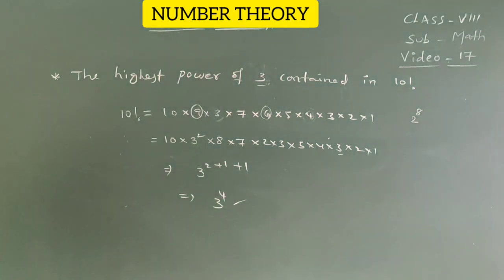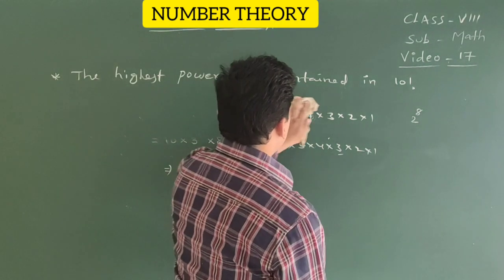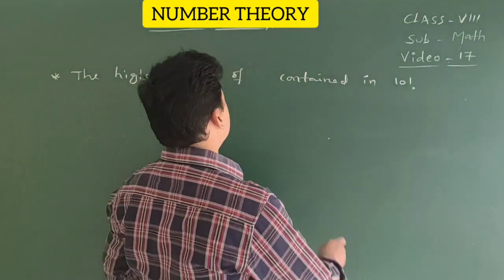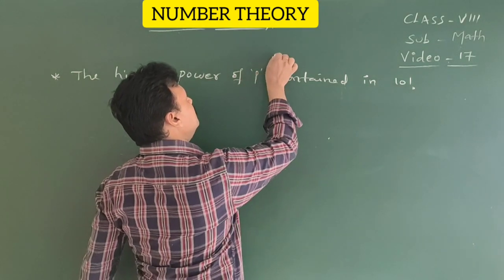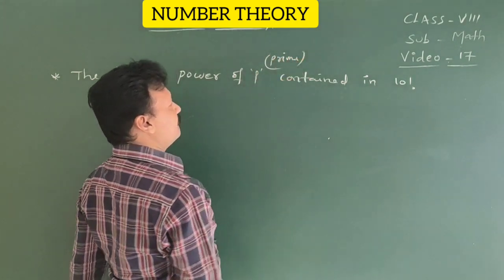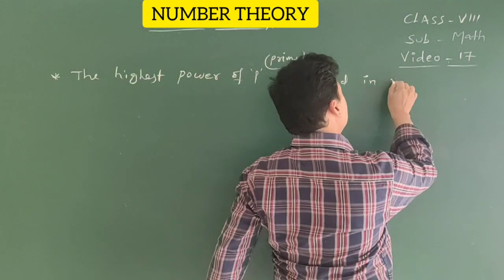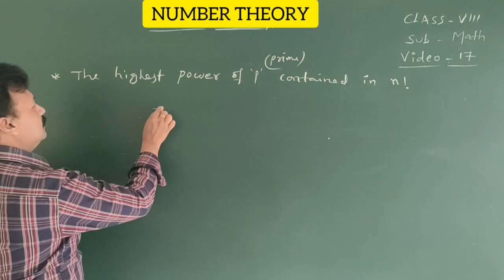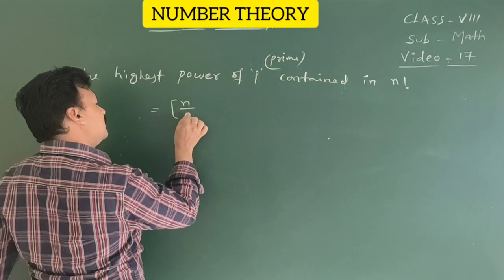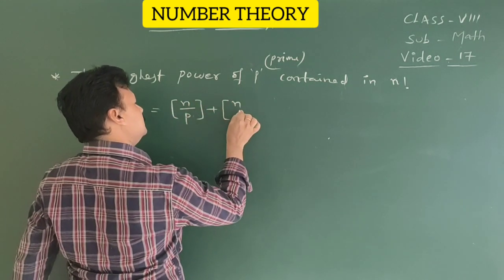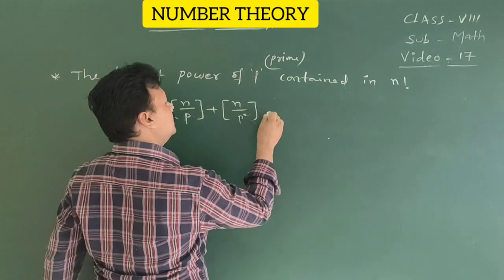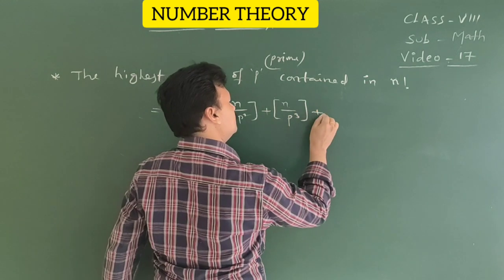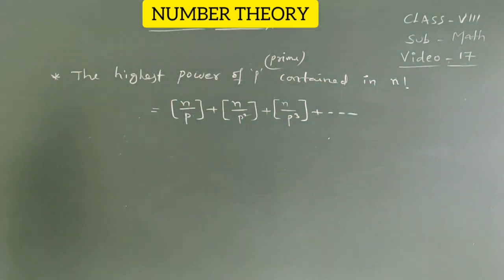For example, they gave the highest power of p, p is prime, contained in n factorial is step of n by p plus step of n by p square plus step of n by p cube and so on. This gives the required result.